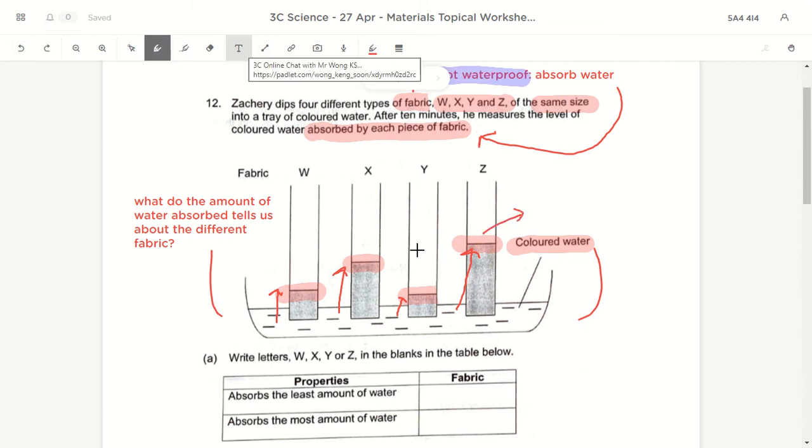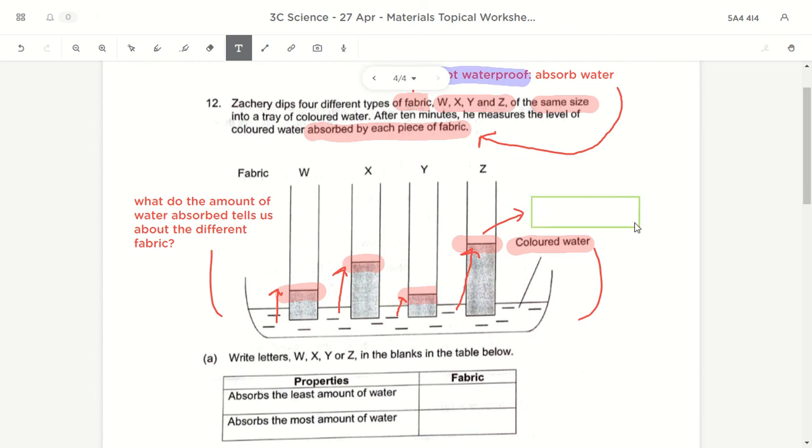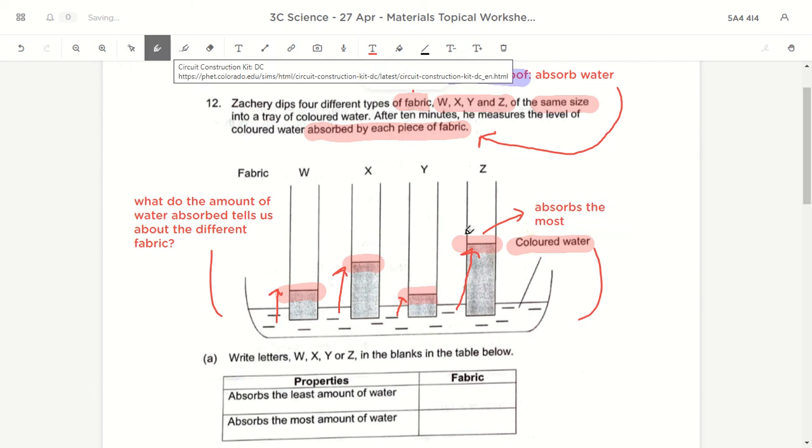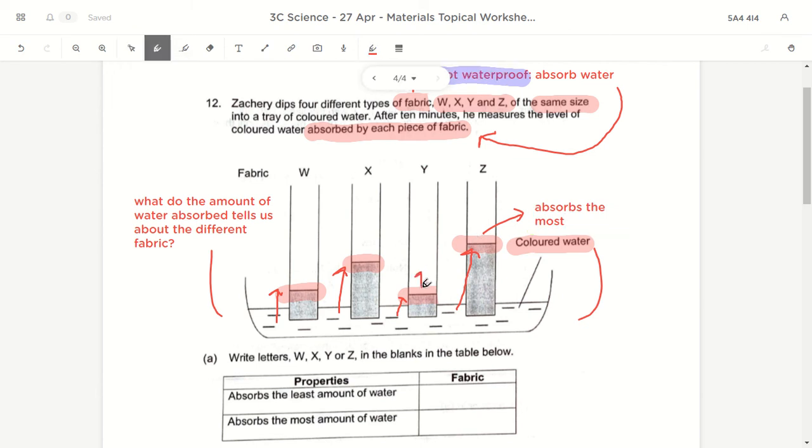Okay, all 4 are not waterproof because all 4 can absorb water, but among the 4 that absorb water, I know Z absorbs the most water. Absorbs the most. And who absorbs the least? I know that it is Y. Okay, this is the most, this is the least. So this one absorbs the least.